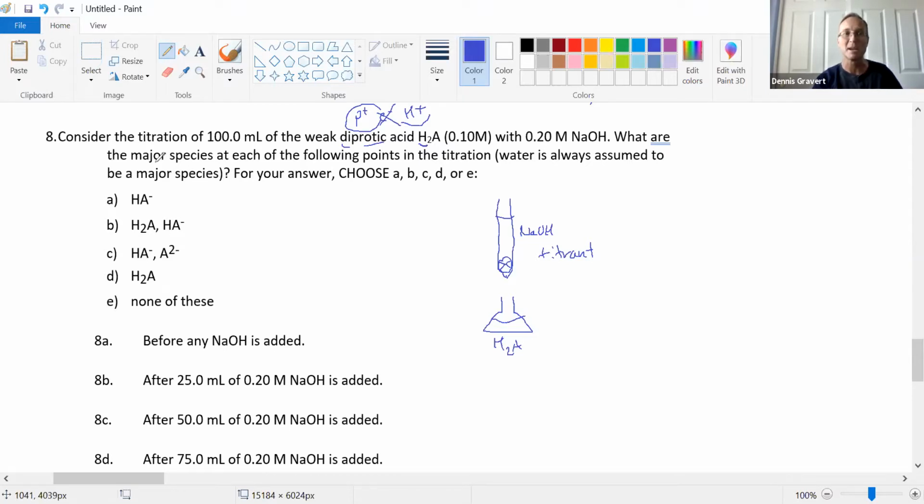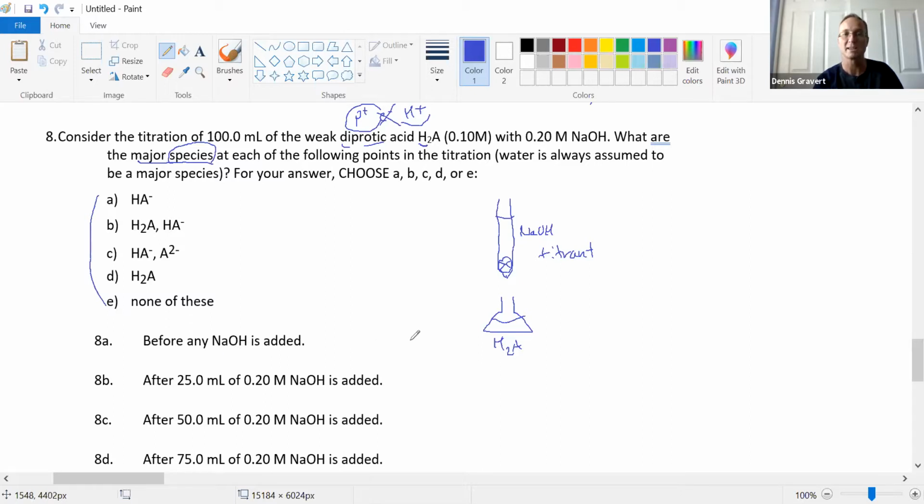They want us to predict the major species. Okay, sorry for that weird word choice. Species just means either a molecule that's neutral, or an ion that's positive, or an anion that's negative. So what is the major thing? Major molecule? Well, ions technically aren't molecules. They need a counter ion to neutralize them. Anyways, let's not be technical. It's just asking what's the major thing in here. Water is always assumed to be a major species, so don't talk about water. Choose one of these 5 choices.